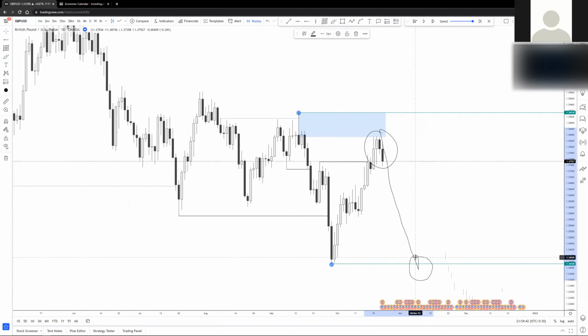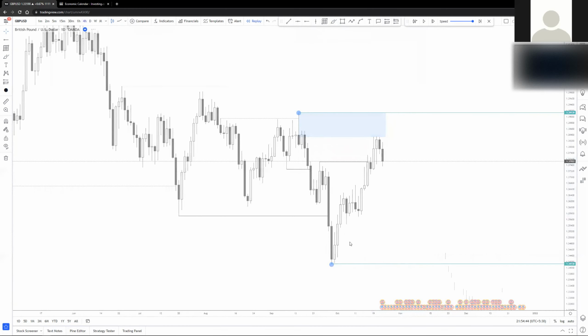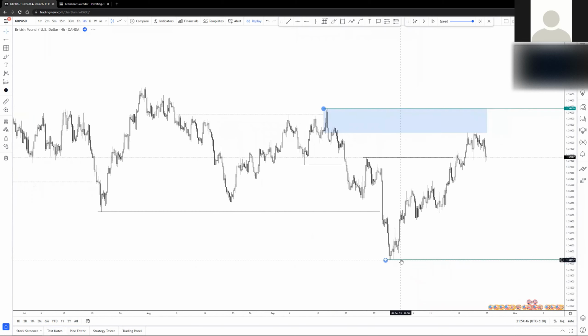Okay, so now what we're going to do is go to a lower time frame. We're going to the 4 hour. Even though the 4 hour is a higher time frame, compared to a daily, it's a lower time frame. So let's mark it out like this.